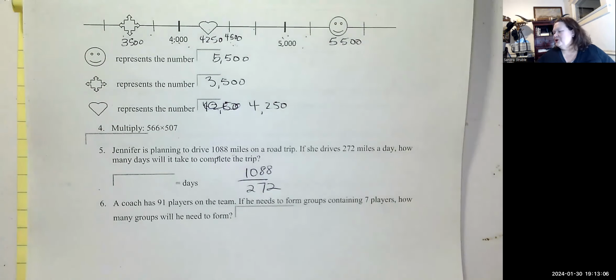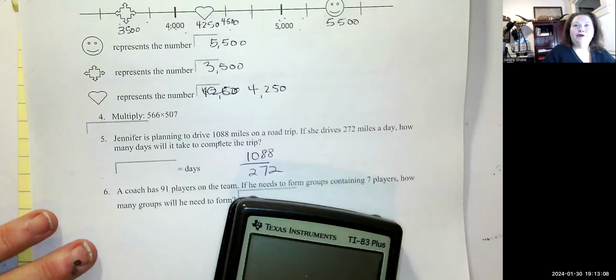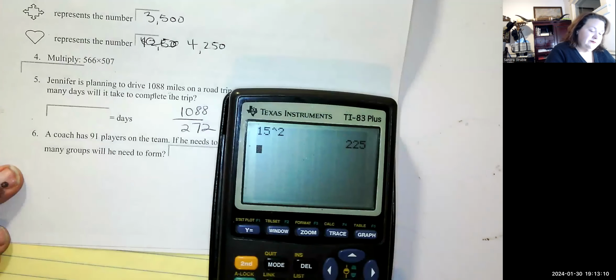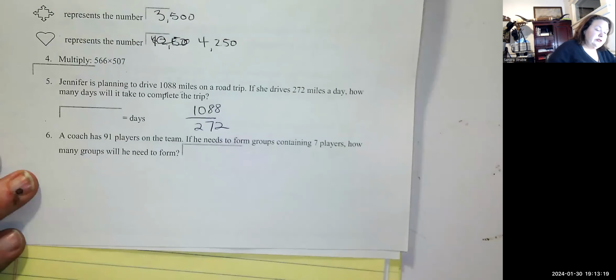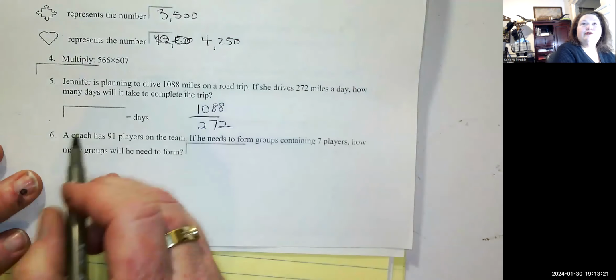Not yet. We'll do that in the next one, when we get a little further in. All right. So 1,088 divided by 272 equals 4. So it will take Jennifer 4 days.